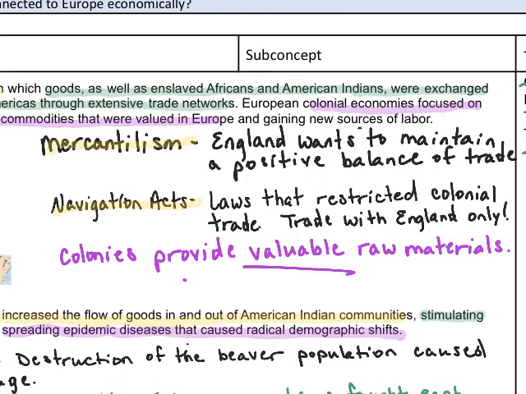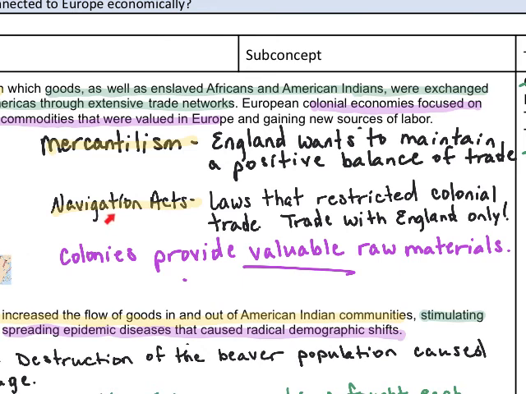The triangular trade network, the transatlantic trade, was making England incredibly wealthy, and they wanted to maintain that positive balance of trade under the economic system of mercantilism, which we've talked about in class. So mercantilism is the idea that the colonies are providing those raw materials, which again are then transformed into manufactured goods. England is exporting more than she's importing, therefore making more profit, and that profit or that wealth is the positive balance of trade.